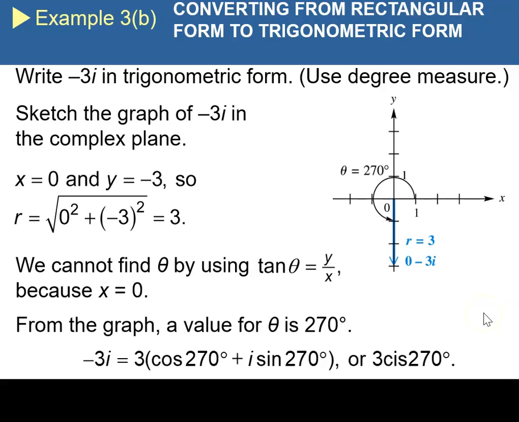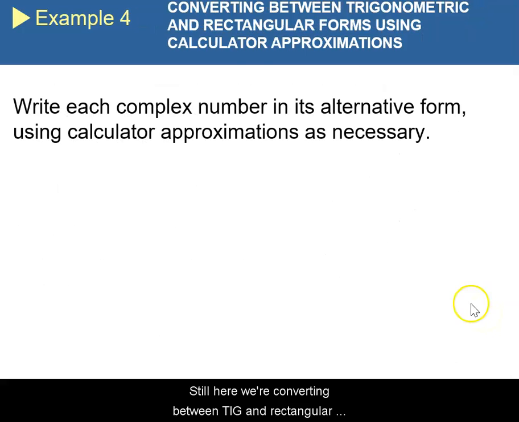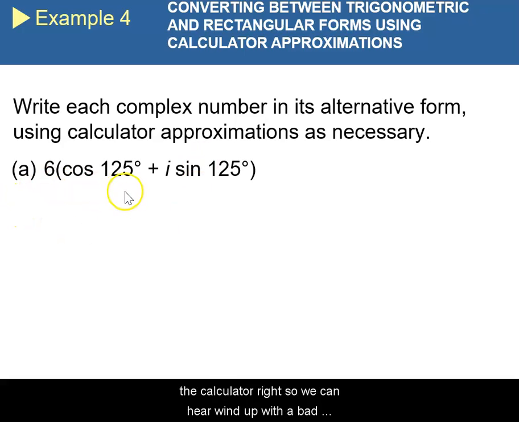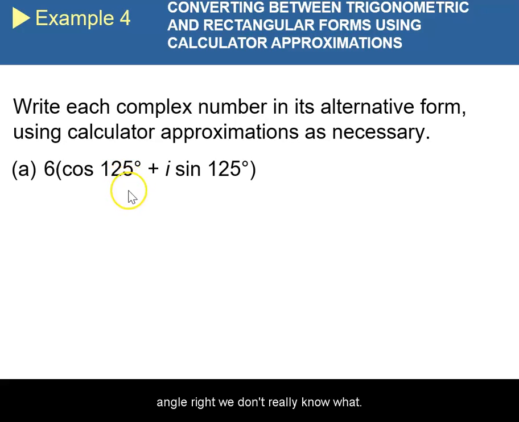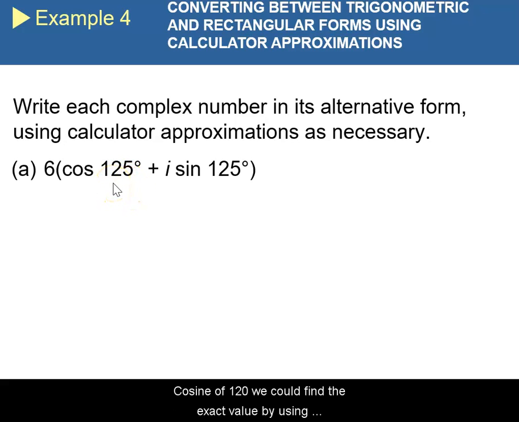Okay. All right. So here, we're converting between trig and rectangular forms using calculator approximations. So we want to write each complex number in its alternative form. Here, it's allowed, it's expected of us to use calculator approximations as necessary, right? So if we have bad angles, for instance, we would use our calculator, or perhaps we have a bad modulus that we need to find, we would use a calculator, right? So again, here we end up with a bad angle, right? We don't really know what cosine of 125 is.